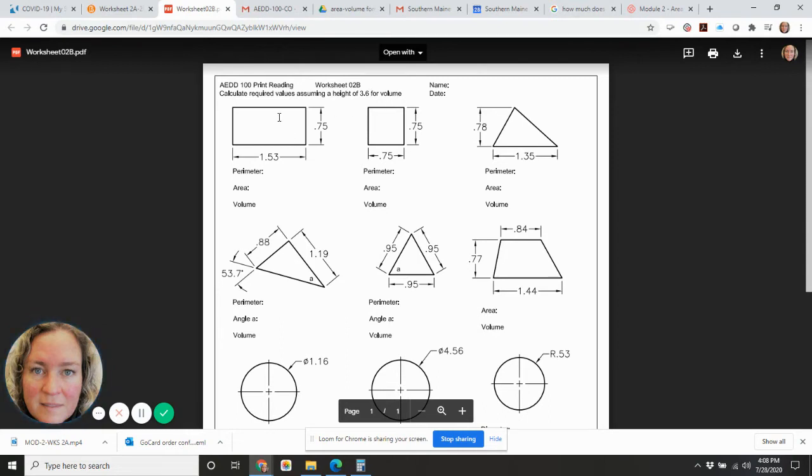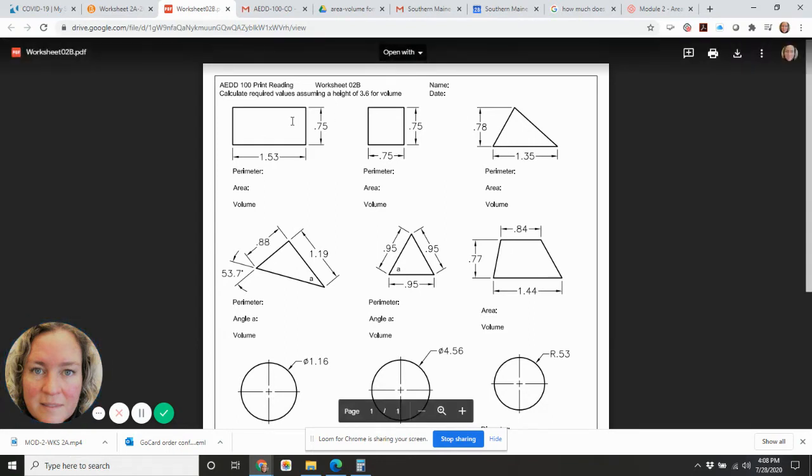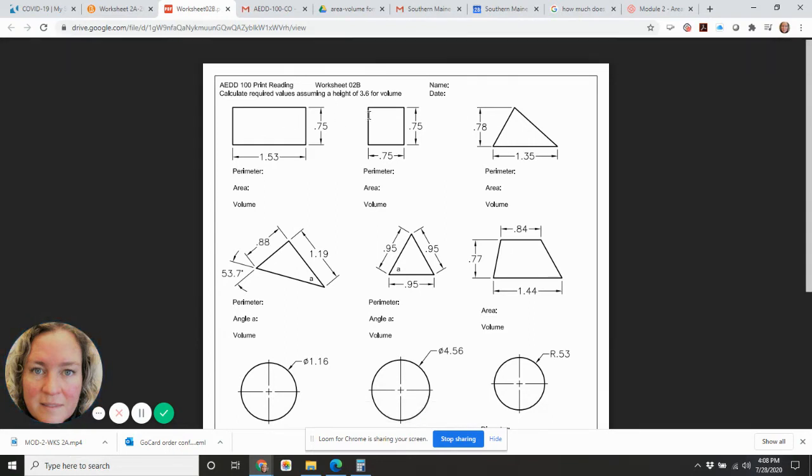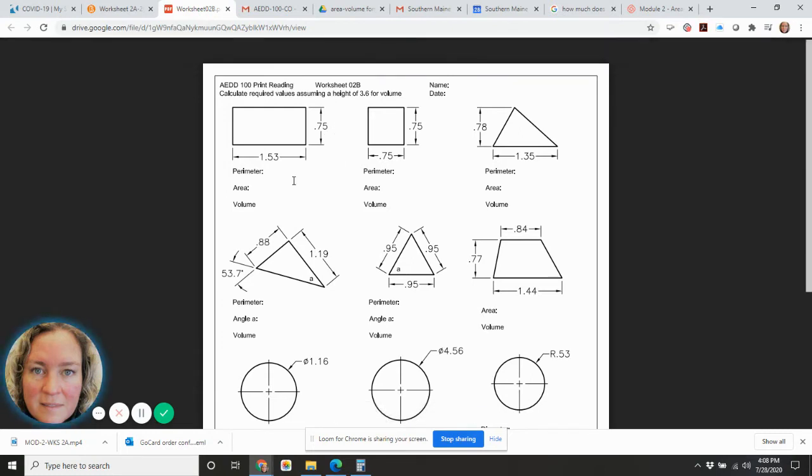So what I want you to imagine is that you're looking down on these objects. But if we were to tilt them in a three-dimensional view or look at them from the side, then the height of all of these would be 3.6. We'll go ahead and use inches as an example. So all of these numbers we can just pretend are in inches. No units have been shown here, but we'll just use those so that we add the correct annotation to our answers.